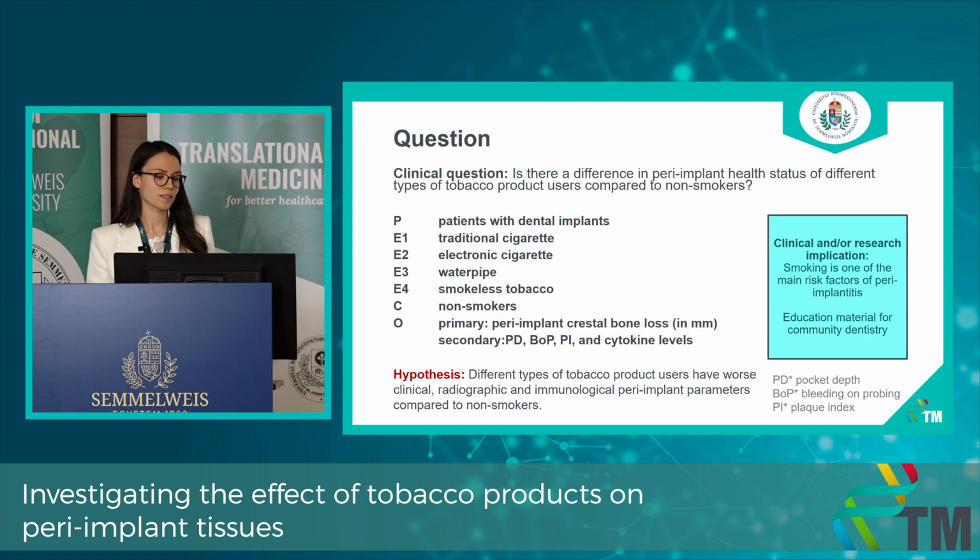So for the hypothesis, we think that different types of tobacco product users have worse clinical, radiographic, and immunological peri-implant parameters compared to non-smokers. And why is this important? Because, as I have mentioned, smoking is one of the main risk factors of peri-implantitis, and with this comparison, we want to make an education material for community dentistry.